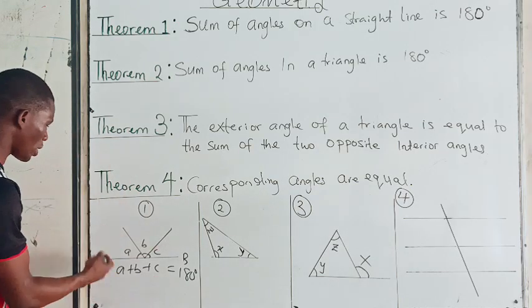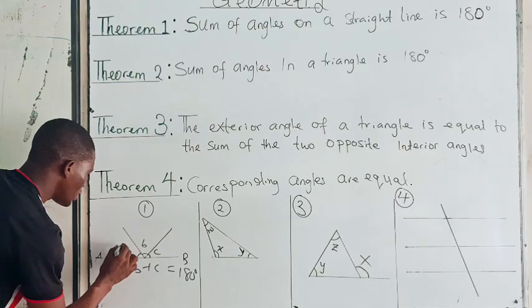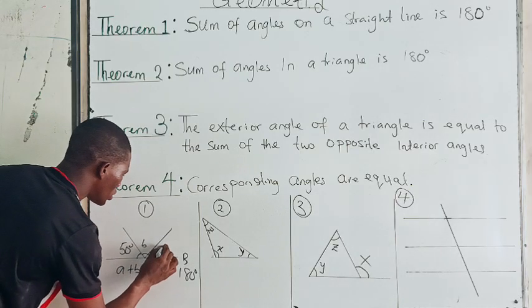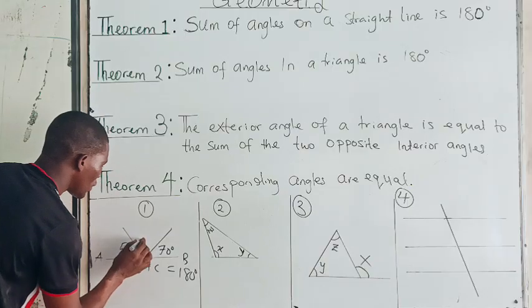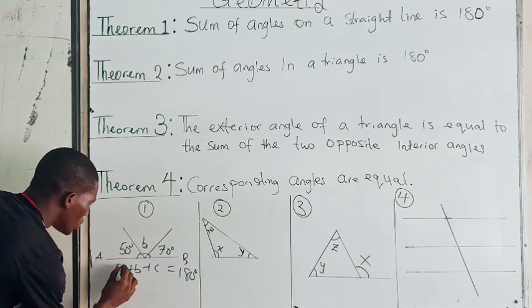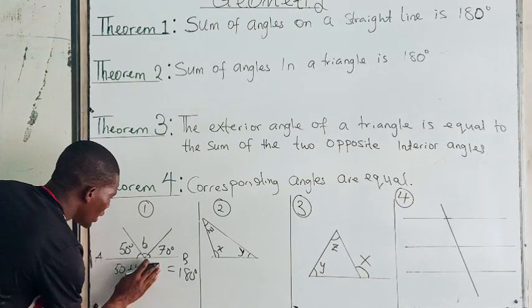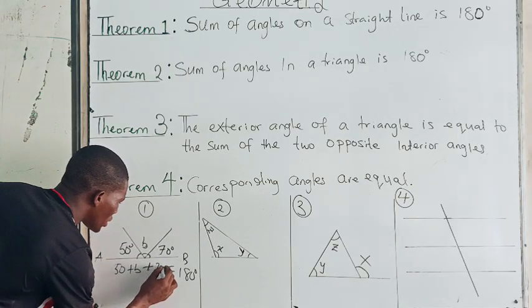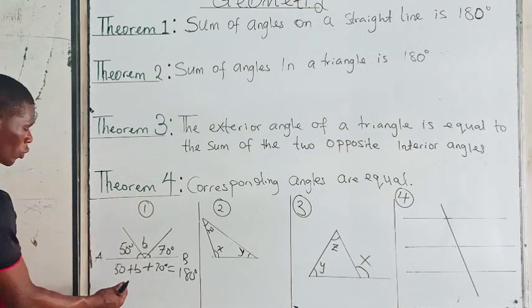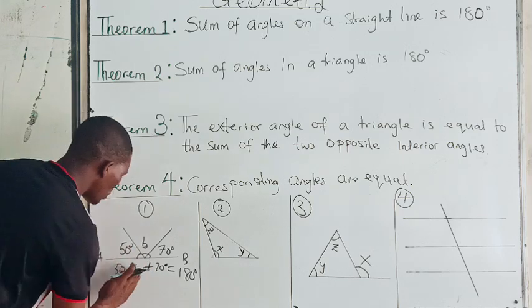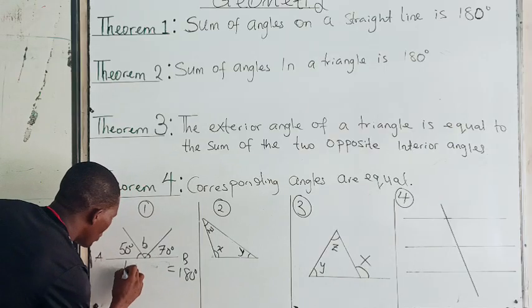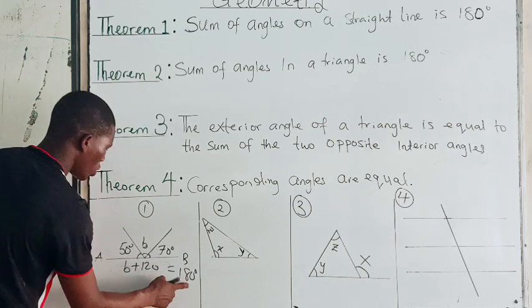So let me just try to give us an example here. Let's say this one is 50 degrees and this one is 70 degrees. So let's find the value of B. So that means A here is 50, B we don't know, and this one here is 70 degrees. So 50 plus 70 is 120. So we have B plus 120, right? So let me just write B plus 120. Let me erase this and write that. So that means we have B plus 120 equals 180, right?